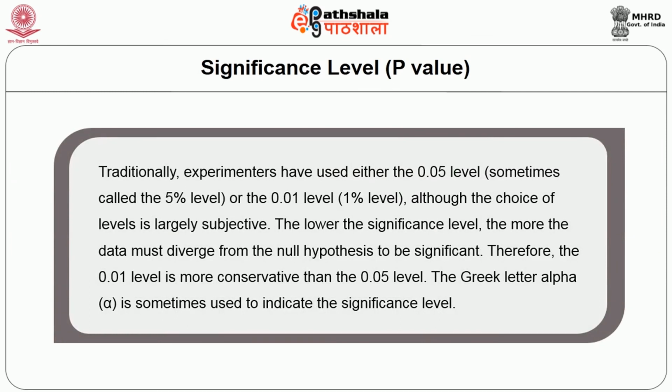Traditionally, experimenters have used either the 0.05 level, sometimes called the 5% level, or the 0.01 level, called the 1% level, although the choice of levels is largely subjective. The lower the significance level, the more the data must diverge from the null hypothesis to be significant. Therefore, the 0.01 level is more conservative than the 0.05 level. The Greek letter alpha is sometimes used to indicate the significance level.